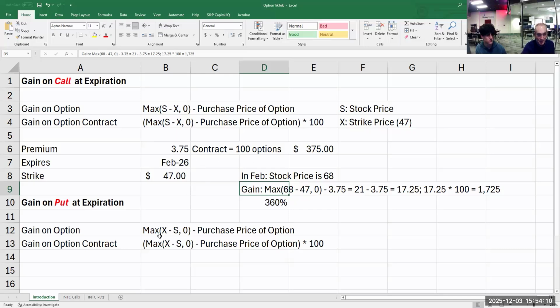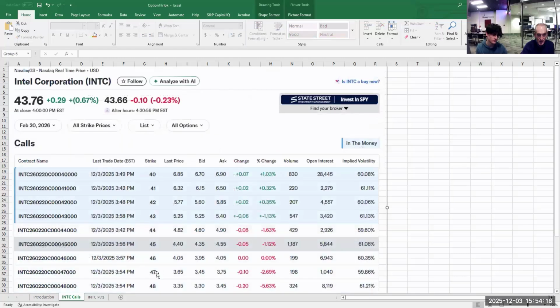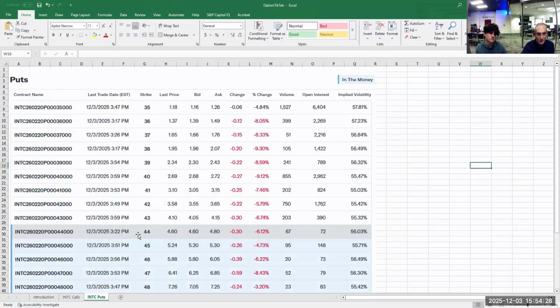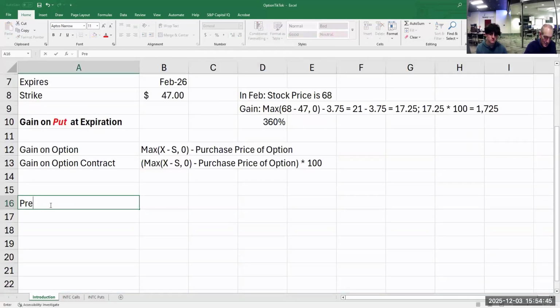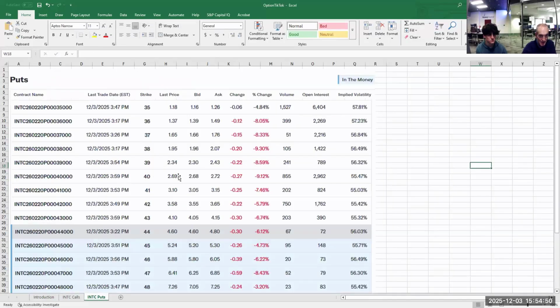Now that's a call. What about a put? What is a put? So a put is the exact opposite. Remember, the call gives you the right to buy the stock at 47. You don't have to. If it's only trading for 40, you just let it expire and you lose your $375. But a put is the exact opposite. It's your right to sell it at a certain price, right? So right now it's trading for about 44 bucks. But let's say we do a put option that gives us the right to sell it at 40 bucks. We'll get the premium here that works the exact same way, except everything's kind of backwards.